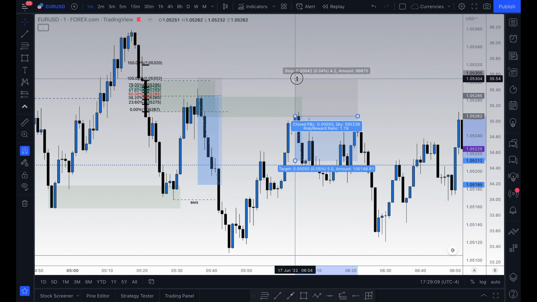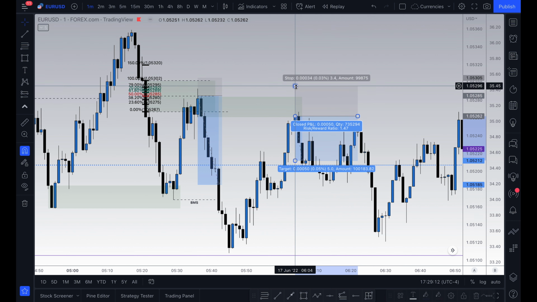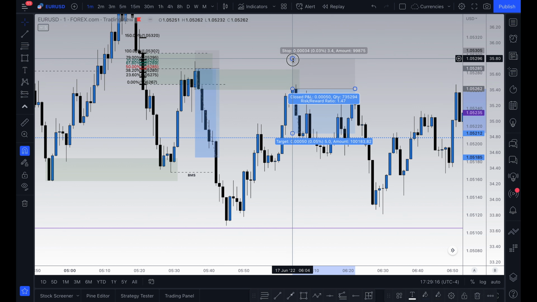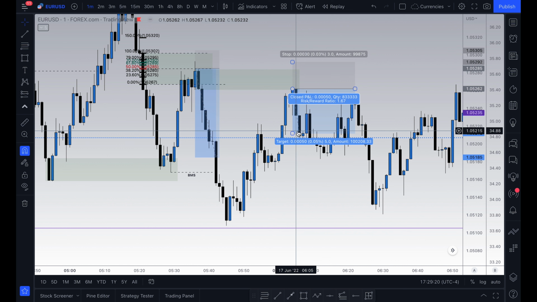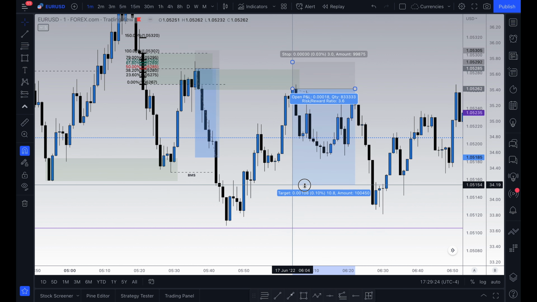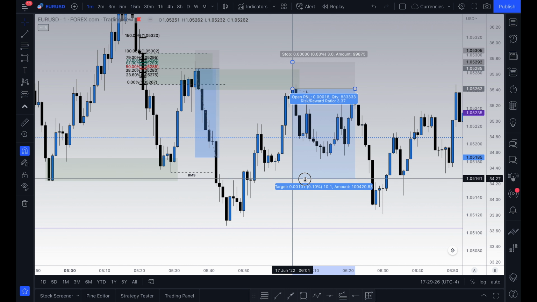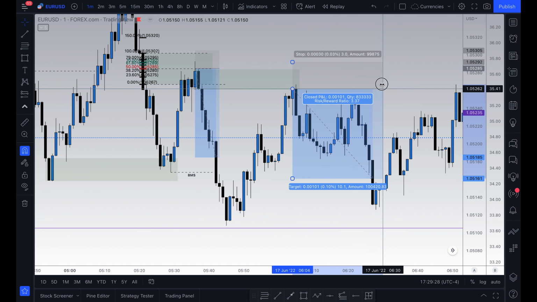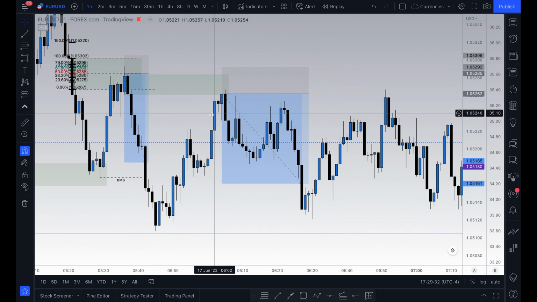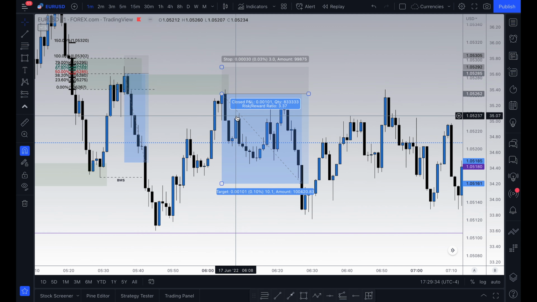We'll put the stop loss right above that order block right there. It's about a 3-pip stop loss. Target for 10 pips or so. Get another 1 to 3. Very easy.